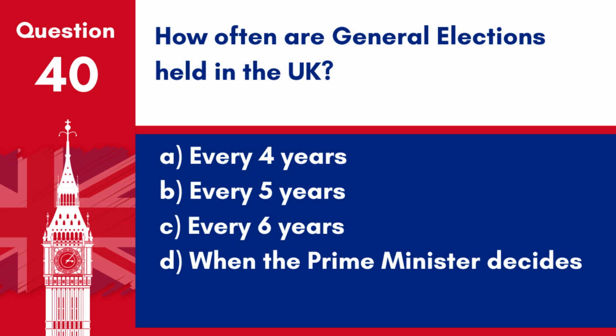Question 40. How often are general elections held in the UK? A. Every 4 years. B. Every 5 years. C. Every 6 years. D. When the Prime Minister decides. Answer B. Every 5 years. General elections in the UK are held every 5 years to elect members of Parliament to the House of Commons.